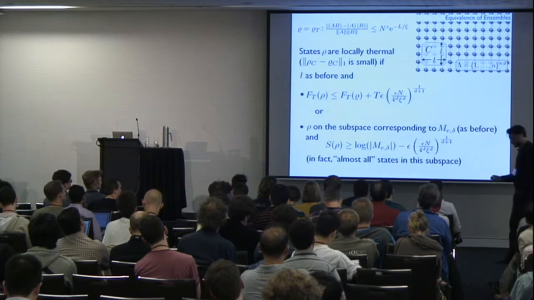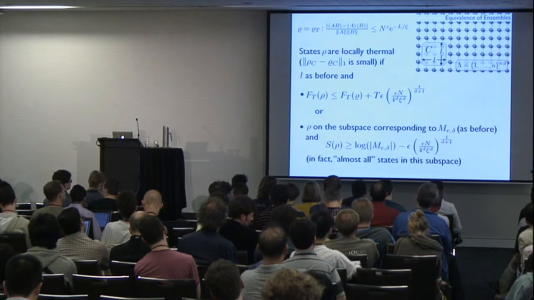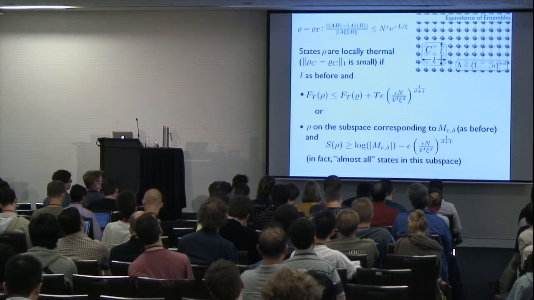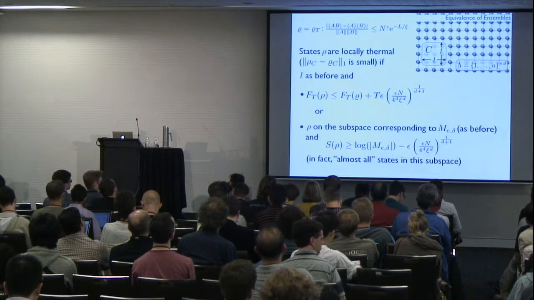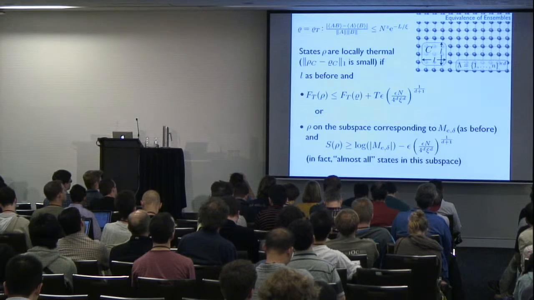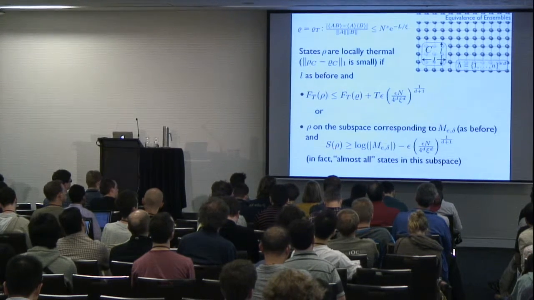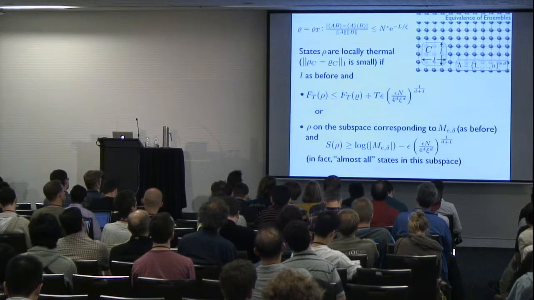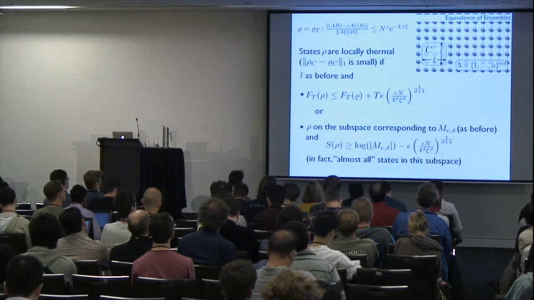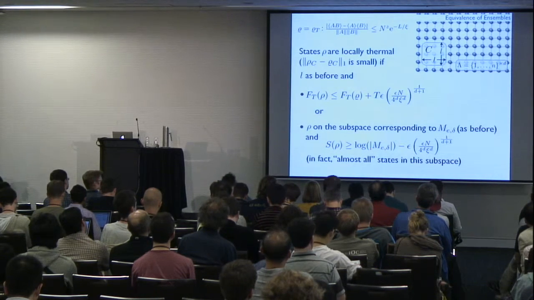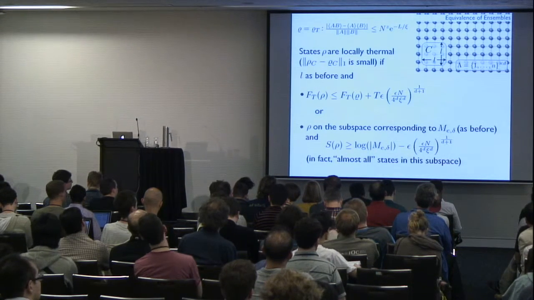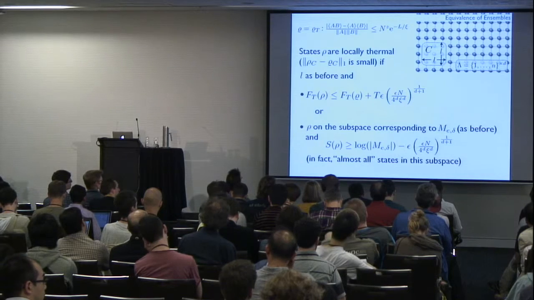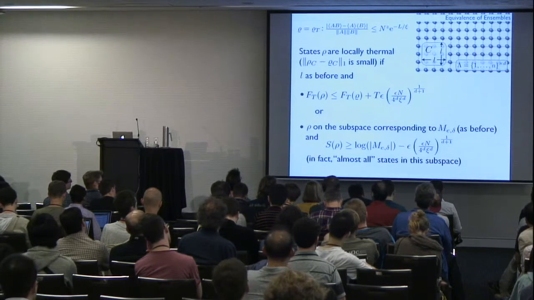And if you know that it's in this microcanonical subspace, and you know the temperature, and the entropy is sufficiently large, well then again it will look thermal locally. And here, what's the upper bound on this? Well, obviously, because this is on the microcanonical subspace, this is upper bounded by the logarithm of the dimension of this subspace. And we have seen that, in fact, almost all states from this subspace are locally thermal.